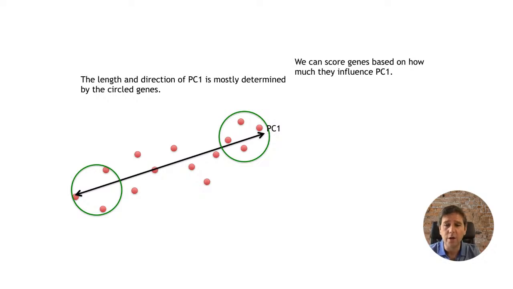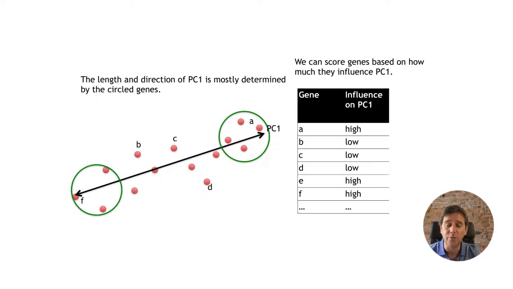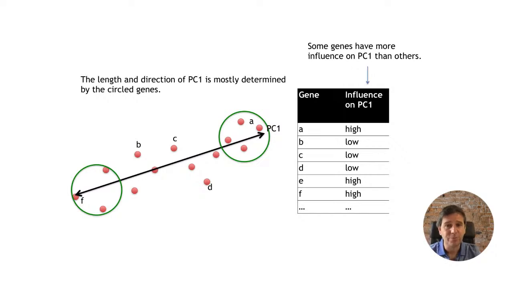We can score any of these original red points, these genes, by how much they influence this PC1. So if I label some of these genes, we'll call them A, B, C, D, E, F, etc. We can say A in that circle and F in the circle on the far side, or at the lower circle, they have a high influence on this vector, this PC1. Whereas those genes in the middle, B, C, and D, have a low influence, right? They're not close to the ends of this line. So some genes have more influence on PC1 than others.